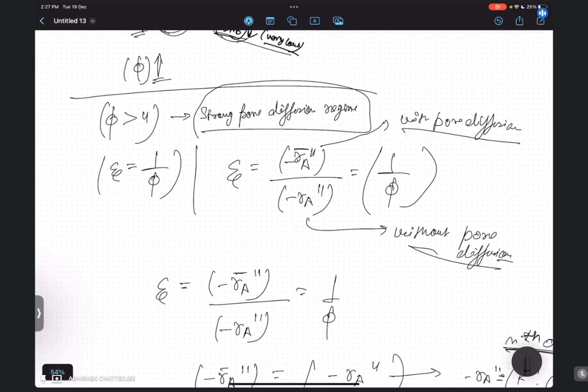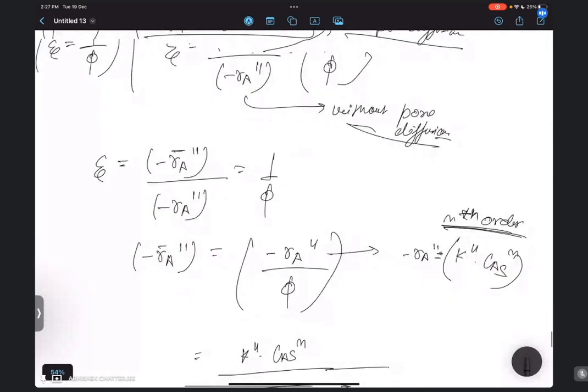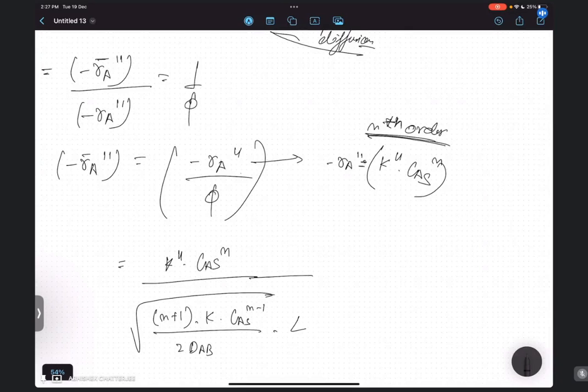Okay, if this effectiveness factor is equals to 1 by phi, then this effectiveness factor, through definition, it is actually the rate of the reaction with pore diffusion divided by the rate of the reaction without pore diffusion. Okay, from here we can say that our rate of the reaction with pore diffusion will be equals to rate of the reaction without pore diffusion divided by our phi. This rate of the reaction without pore diffusion is nothing but equals to k double dash into CAS to the power n, surface concentration to the power n, where n is the order of the reaction, or you can also call it actual order of the reaction or true order of the reaction.